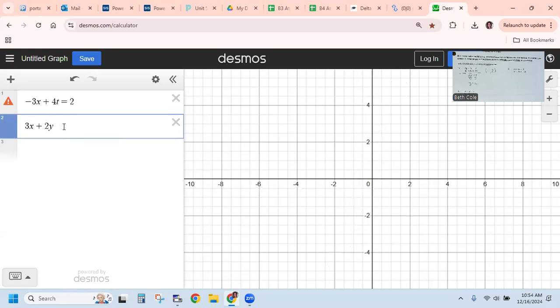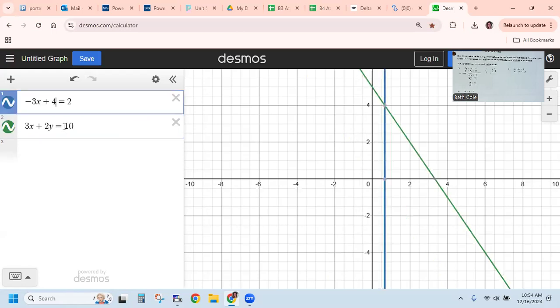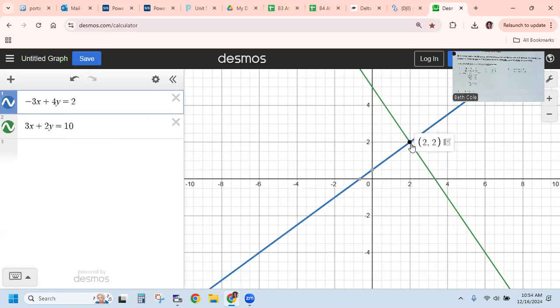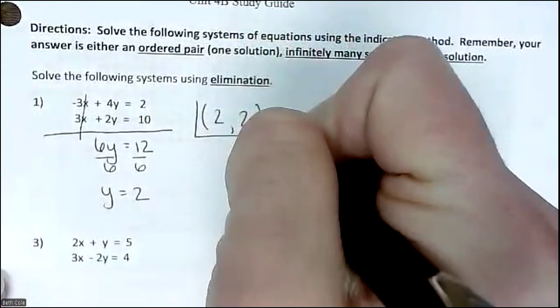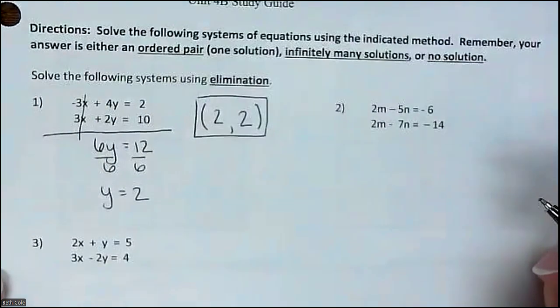Yeah, I put T instead of X or Y. What should it be? Y? T is next to Y. There we go. What's our point? 2, 2. Lovely. Let's do another one. That went really well. Let's keep that going.